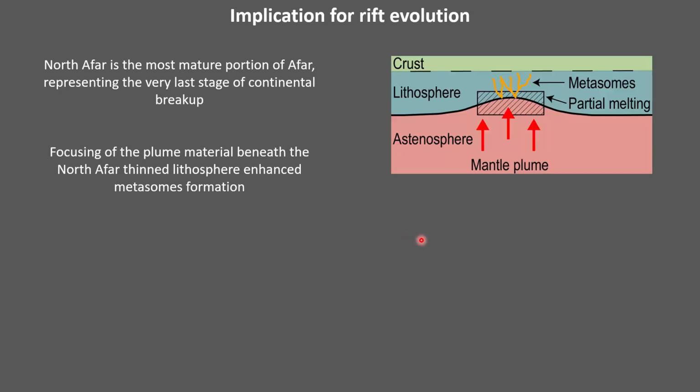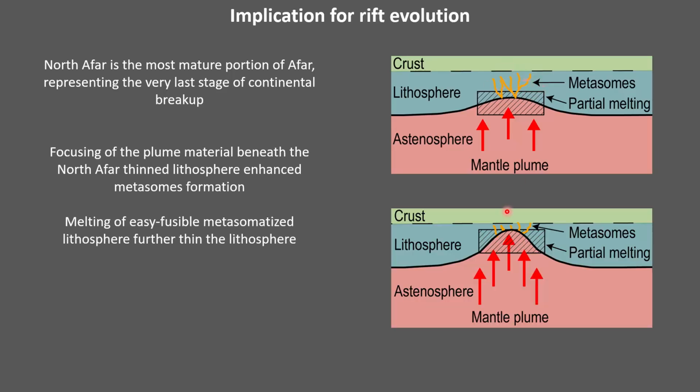But to do that, we suggest a focusing of the plume material beneath the already thin lithosphere of northern Afar, which enhance the formation of metasome within the lithosphere. Subsequently, the melting of this easy fusible metasomatized lithosphere further thin the lithosphere itself, and this allow the plume material to rise and to melt by decompression. So this mechanism here can explain the observed increase in both plume and metasome component that we observe in northern Afar.